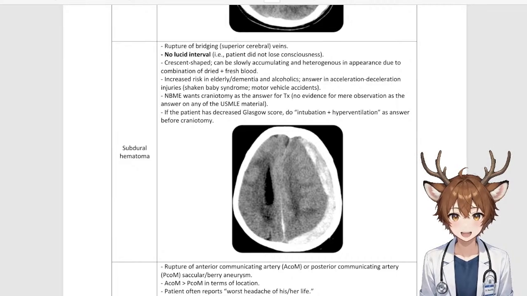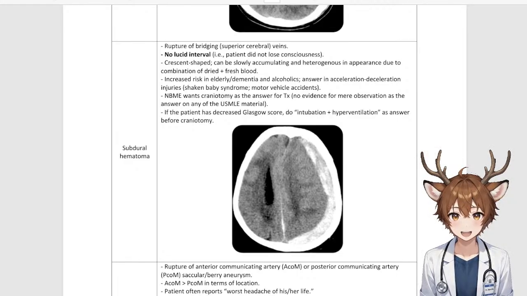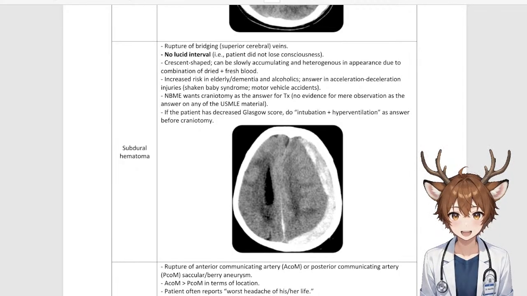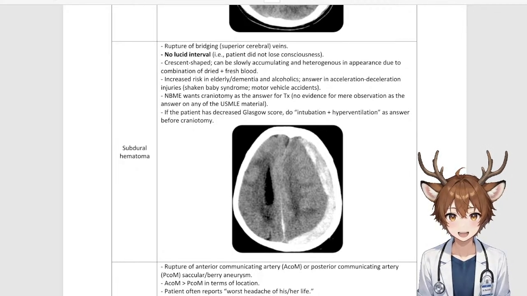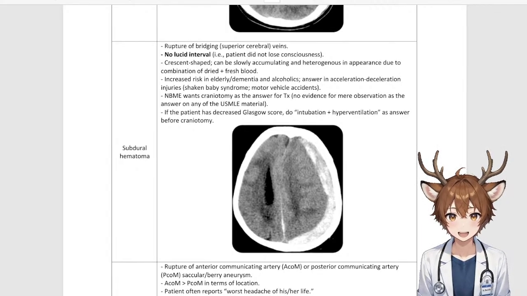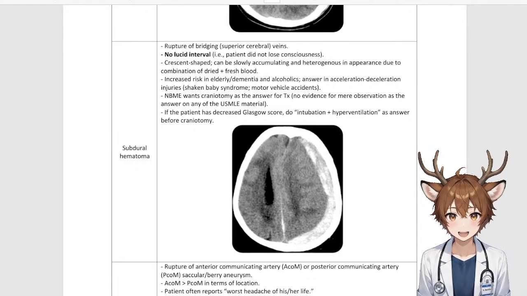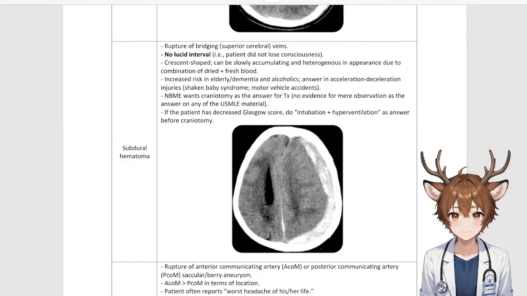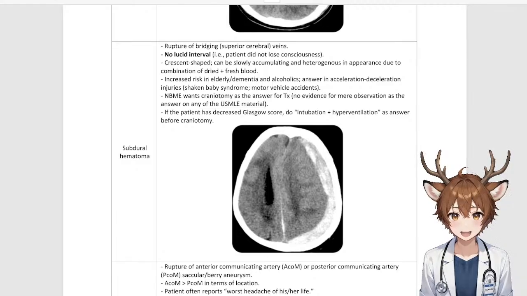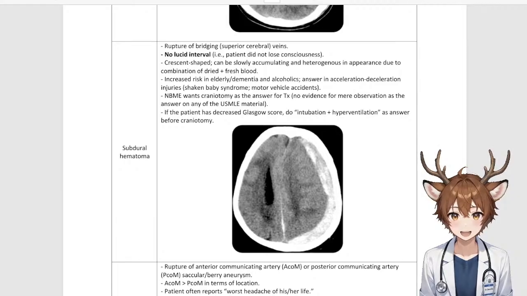NBME wants a craniotomy as the answer for treatment, no evidence for mere observation as the answer on any of the USMLE material. So even though you could say, can't you just see how it goes? For NBME, no. You have to do craniotomy. If the patient has a decreased Glasgow score, do intubation plus hyperventilation before craniotomy. So again, like the epidural type, even though it's a different origin technically and has a different presentation, the actual solution is basically the same. If they have this condition, or the previous one, you have to do craniotomy, and if they have a low Glasgow score, you have to do intubation plus hyperventilation before you do the craniotomy.